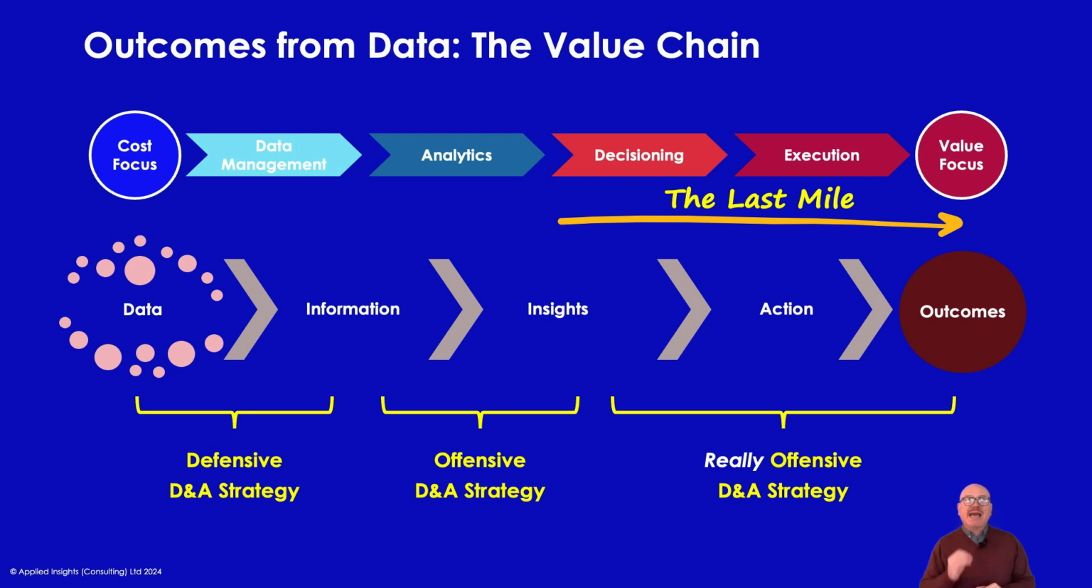This means deciding how to take the insights and intelligence, whether that be human or artificial, through a decisioning process that informs actions which will lead to valuable outcomes. Also, and importantly, organizations need to have mechanisms in place to track and measure those outcomes. This last mile is an area that I believe that many organizations still struggle with. And that's why I believe organizations need to adopt a really offensive data and analytics strategy that takes an end-to-end view to maximize the opportunities to realize or unlock the value in their businesses.